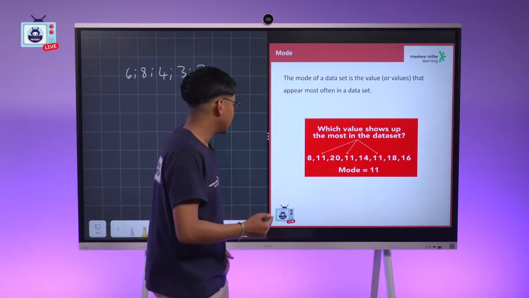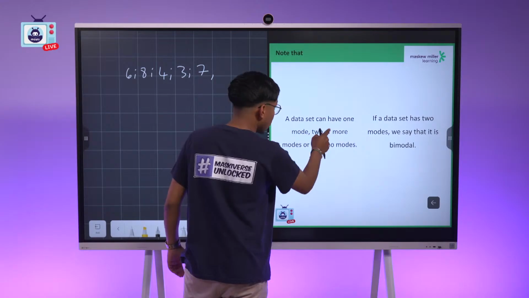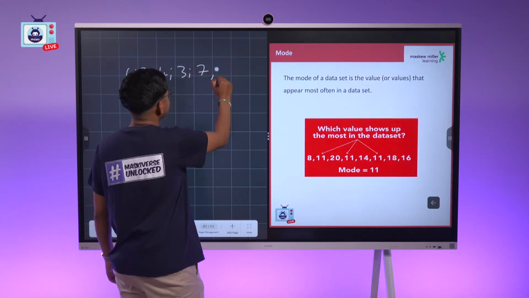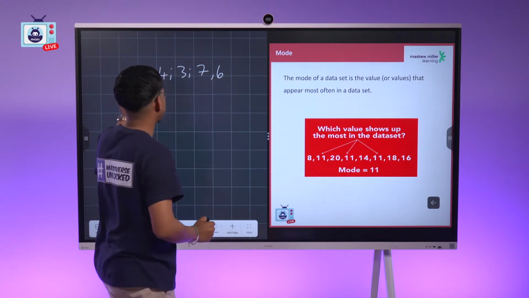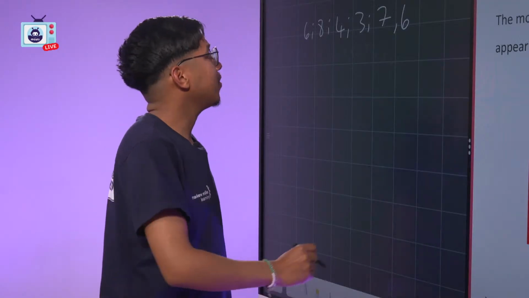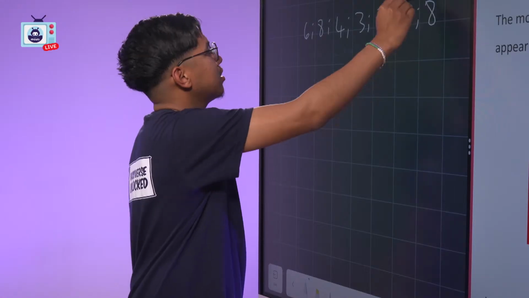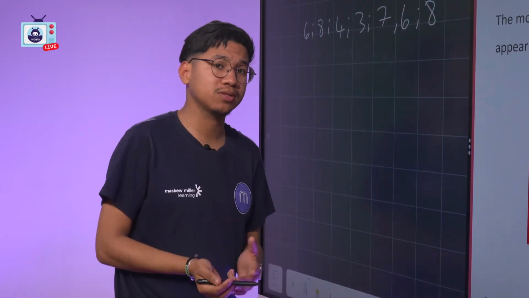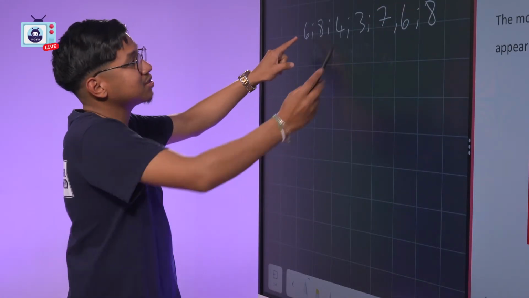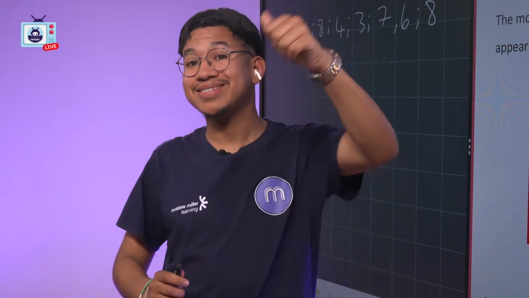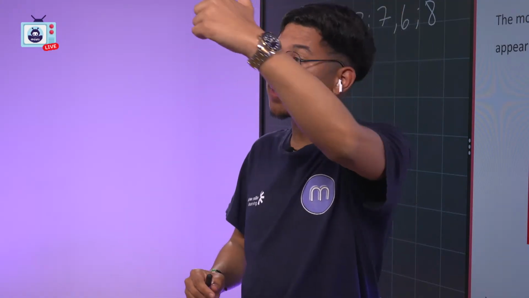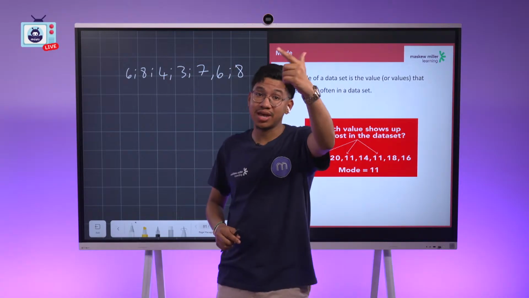All right? It said that there can be one mode. So if I add the number 6 here, can you see I have one mode? And then I can also have 8 over there. What do I notice? I notice that the number 6 and the number 8 are now appearing more than the others. So in this case, my mode will be 6 and 8. So your answer will be written as the mode is 6 and 8.